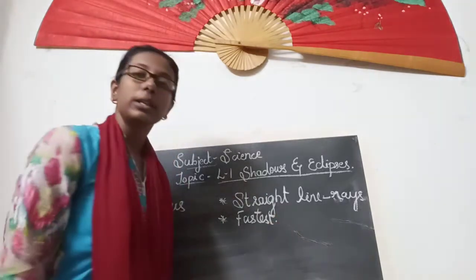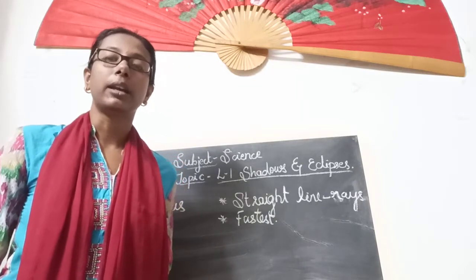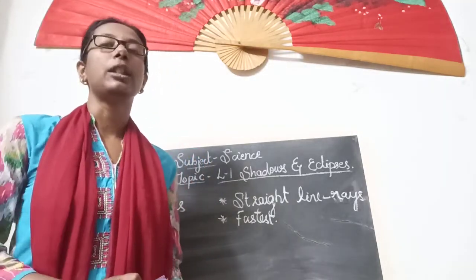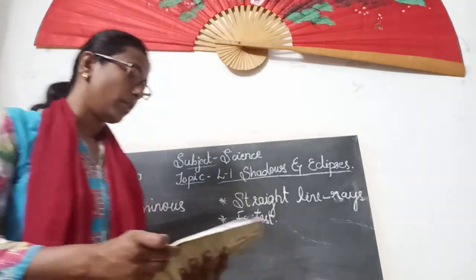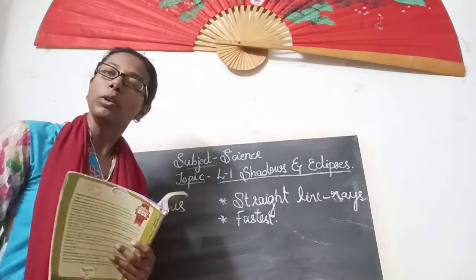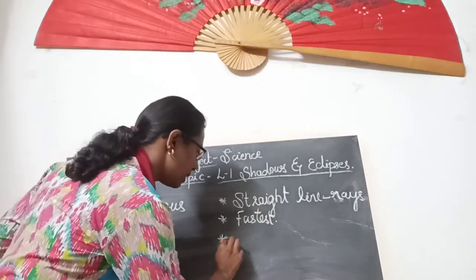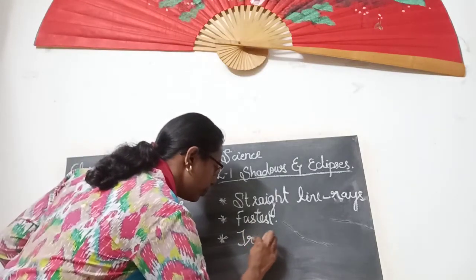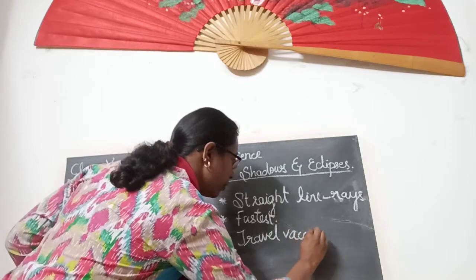Now, what is the speed of light? It is 3 lakh kilometer per second. The speed of light is 3 lakh kilometer per second. Okay. Now there is one more characteristic of light. That is, it can travel through vacuum.